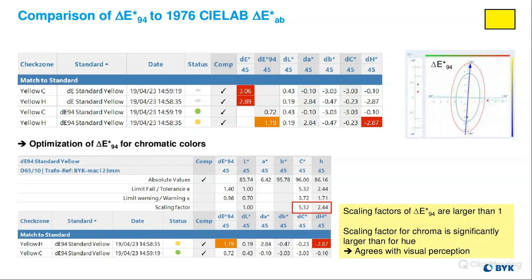And then my hue change, the yellow H, my hue is different from my standard by minus 2.87. And this gives me an out of spec or minimum of warning of 1.19 for my delta E star 94. So for these two colors, if I use delta E94, it agrees much closer to what I see visually than if I use the standard CIELAB delta E LAB numbers.